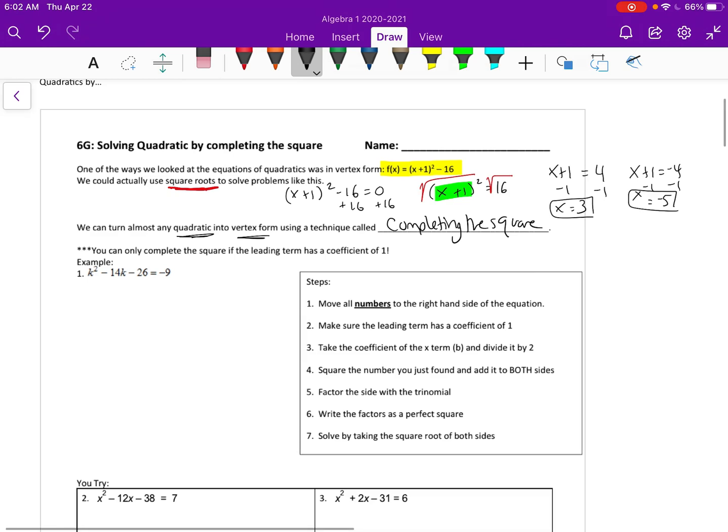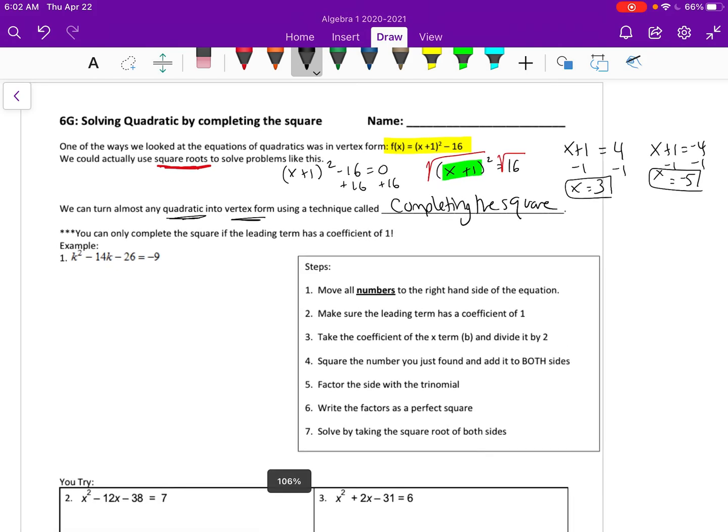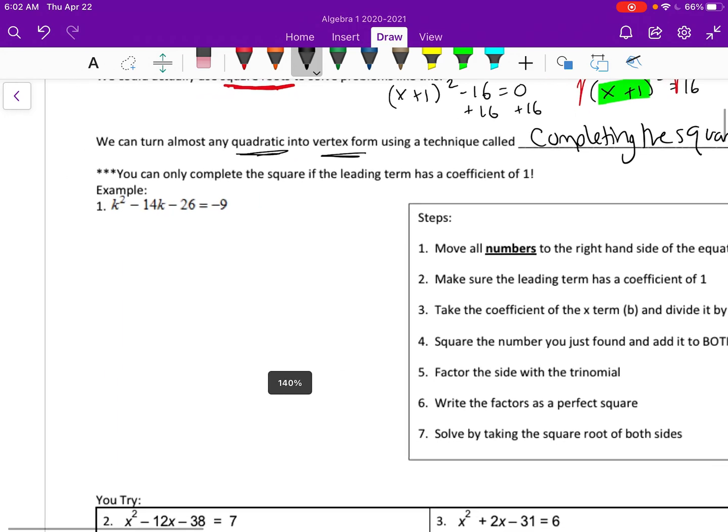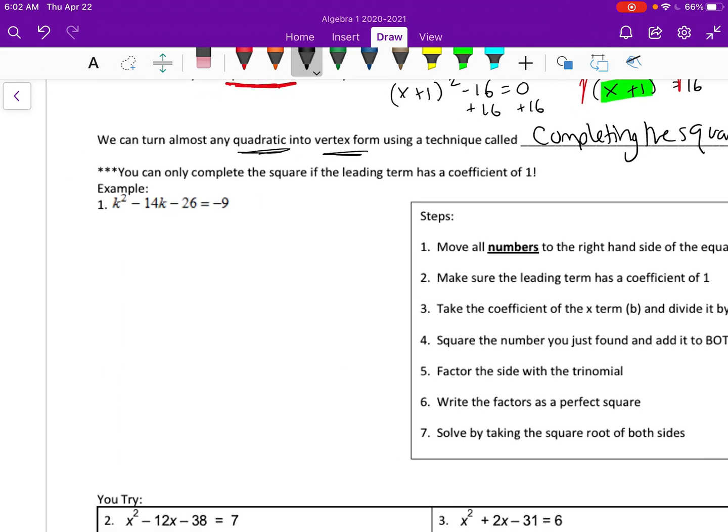So number 1, right, we're going to take all the constants and move them to the right-hand side of the equation. So on number 1, I'm going to take my -26 and add it to both sides. So that's step 1. k squared minus 14k. I'm going to leave a space right here. You'll see why in a little bit. I'm going to write something in there. And then -9 and 26, I believe, turns into 17.